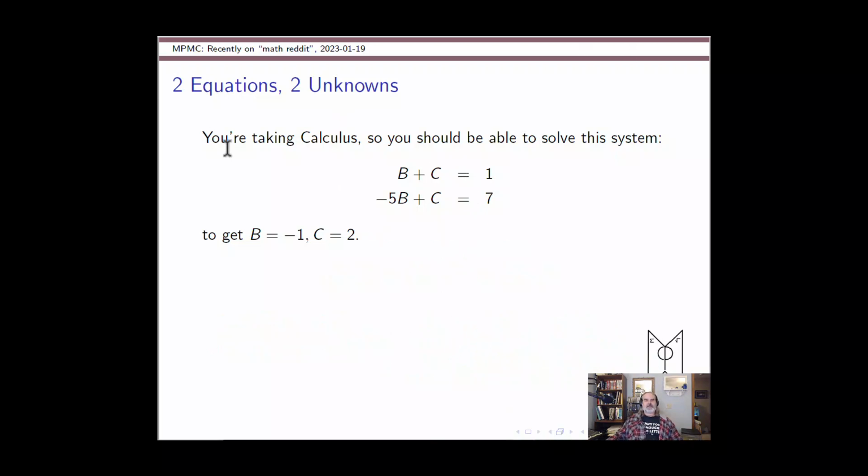Okay, I'll tell you the secret to solving these two equations and two unknowns. There's two methods. There's elimination and there's substitution. Elimination is when you multiply one of the rows by a constant so that you can add it to the other row and something drops out or is eliminated. So if we take this top equation and multiply it by 5, 5b plus 5c equals 5, and add that to the second equation, 5b plus -5b, the b's are gone. 5c plus c is 6c, 5 plus 7 is 12, 6c equals 12, c is 2.